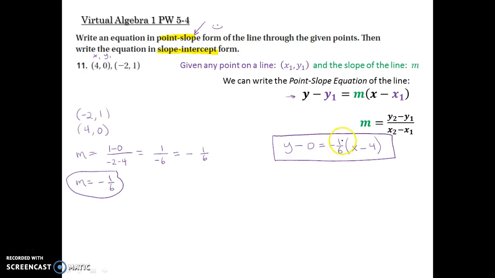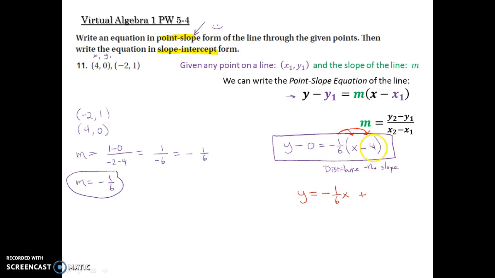And the way to turn point-slope form into slope-intercept form is to distribute. We need to distribute the slope and then get y by itself. In this case, y minus 0 is just y, so it's already going to be by itself. So -1/6 times x is -1/6 x. And then -1/6 times -4. Negative times negative is going to be positive.